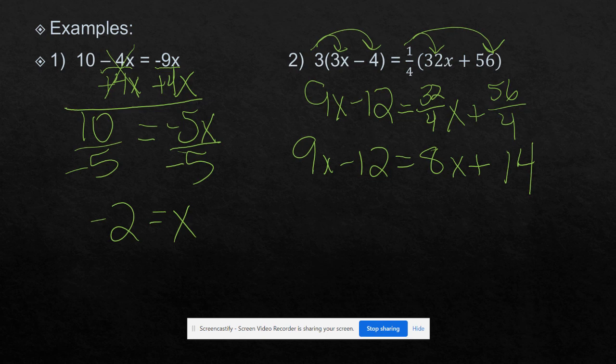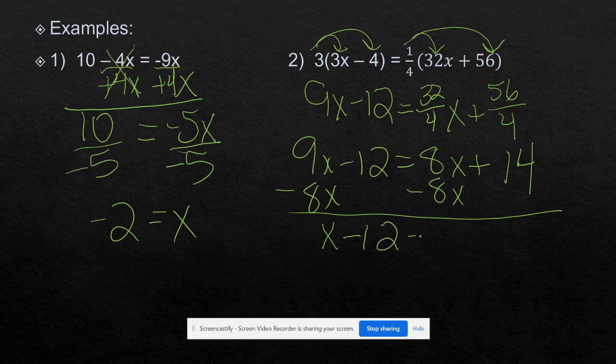Now I can work on putting like terms on the same side. I can move my x's together, and I'm going to do that by moving the 8x over. This is a positive 8x. The opposite is subtracting 8x from both sides. 9 minus 8 is 1x. Remember, you can put the 1 there if you want to, but typically we don't put a 1 in front. Bring down the subtract 12. The 8x minus 8x is 0, so that goes away, and we have positive 14 left on the right.